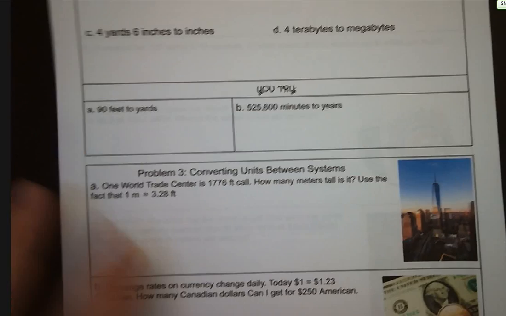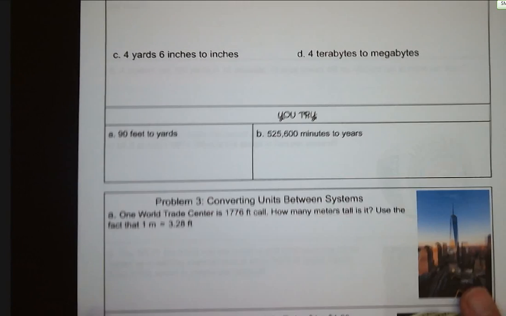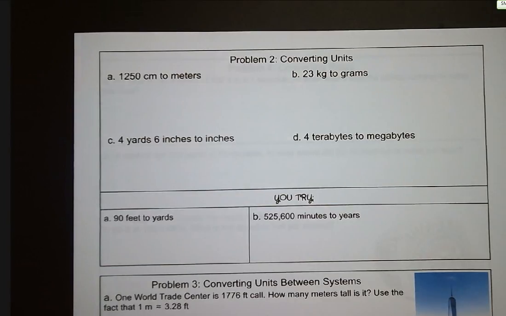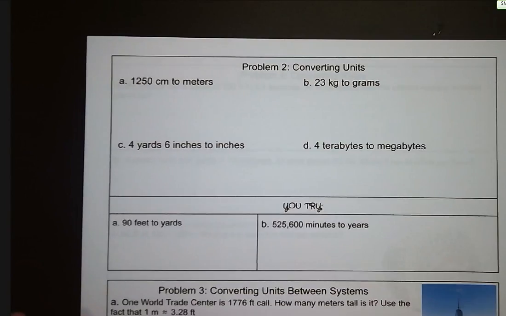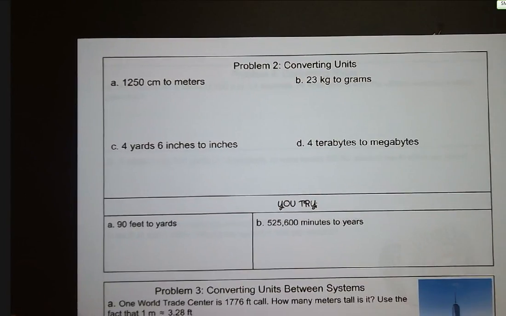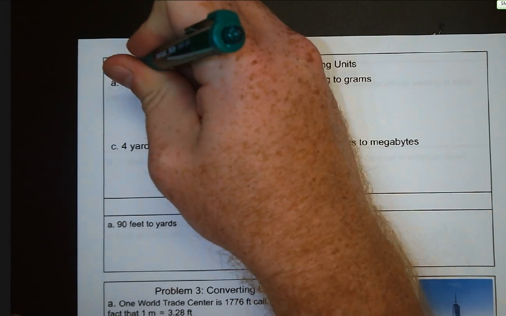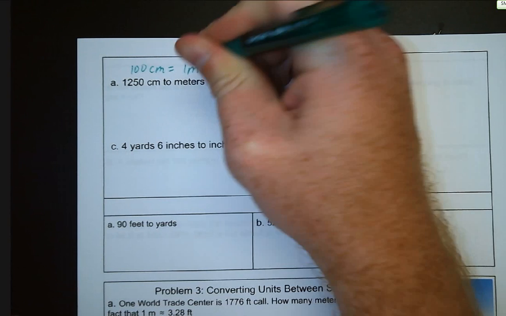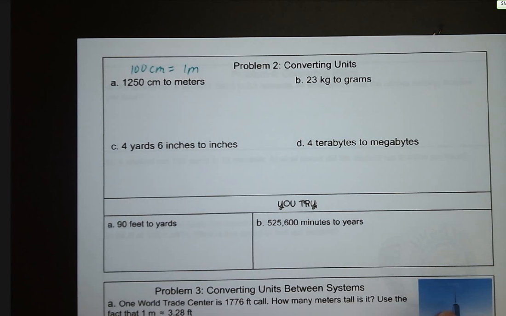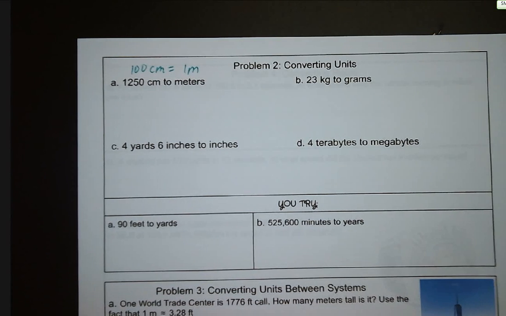Problem number 2 is going to look at converting units from one measurement to another. So we're going to start off, we've got 1,250 centimeters, and we want to convert that into meters. So we're going to use the fact that 100 centimeters is equal to 1 meter. All right, now we've got 100 centimeters and 1 meter.